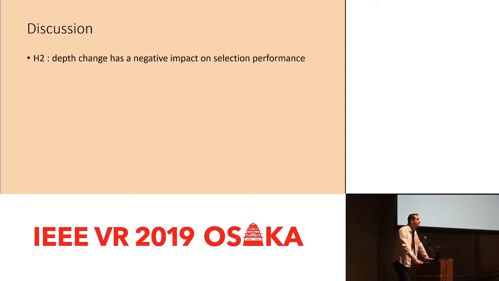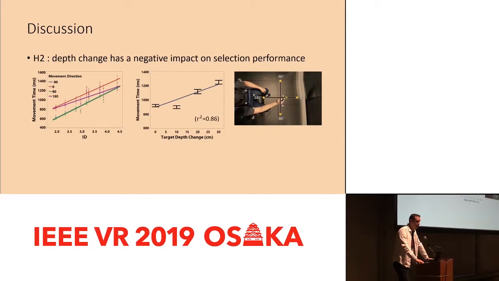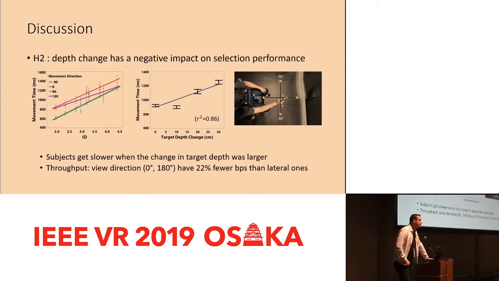The other thing is that we were expecting a negative impact of the depth change on the selection performance. And we had these results: with the target change time, the subjects' performance started to get worse. When we also look at the throughput, we saw about 20% less throughput with the wave direction movements.